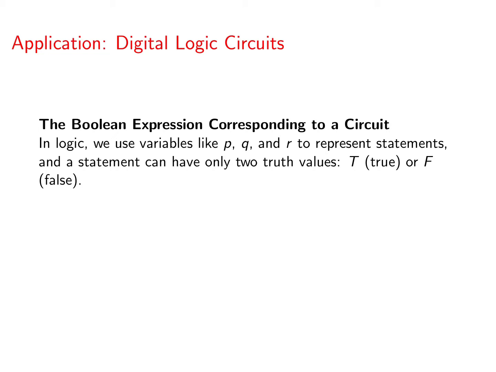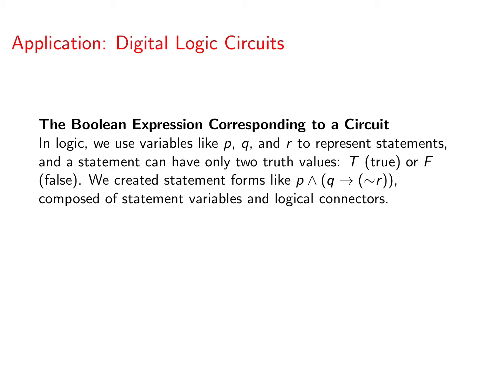Hello, discrete math fans. Now we're going to talk about the Boolean expression that corresponds to a circuit. And we need to talk about what we mean by a Boolean expression. Well, in logic, we use variables like p, q, and r to represent statements. And a statement can only have two truth values, true or false.